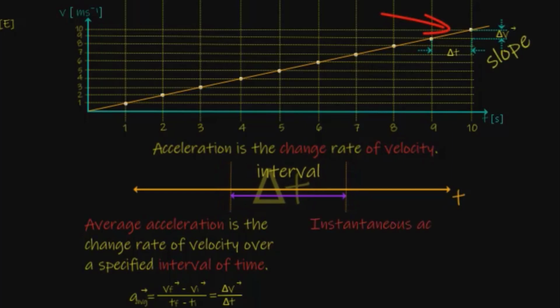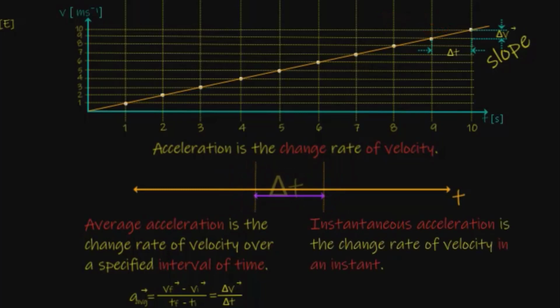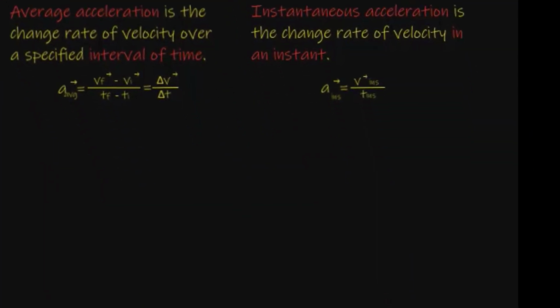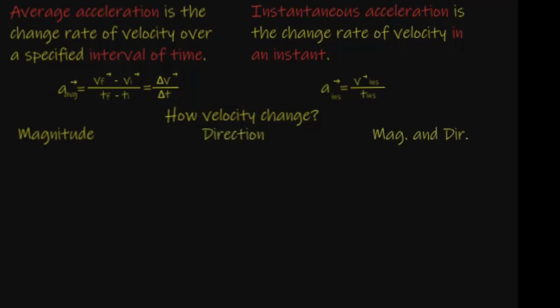If this interval of time is tremendously, enormously small, which means that time is an instant, it is called instantaneous acceleration. Acceleration is a vector quantity, just like velocity. If we know how velocity changes, we know how acceleration changes. If the magnitude of the velocity vector or direction of the velocity vector or both change, we can talk about acceleration.